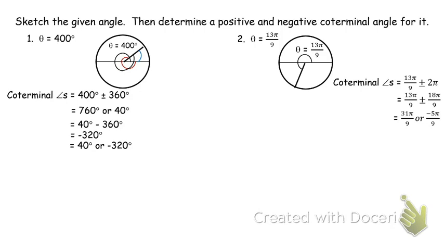To plot these, 31 pi over 9 is more than a full circle, because that would be 18 pi over 9. So we plot a full circle, and then keep going to that terminal side. It's going to look like this. The negative 5 pi over 9 is going to go in the other direction, and it's going to be a fairly short arc, looking like this.